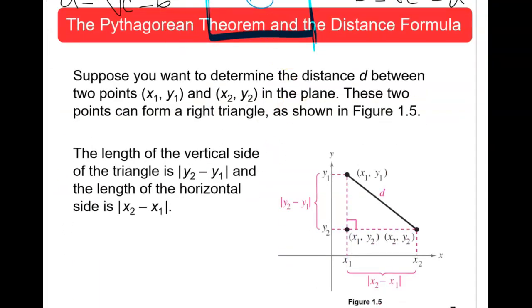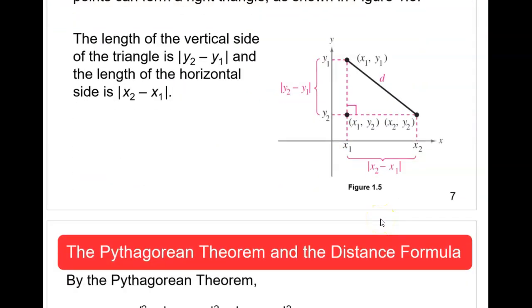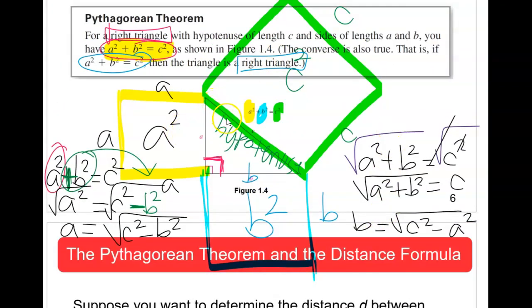Now, we're going to go ahead and move on to the distance formula from there. So with the Pythagorean theorem, you are typically given the measurements of a triangle, a right triangle. You could be given two of the sides and asked to find the hypotenuse, or you could be given the hypotenuse and one side and asked to find the other, right?